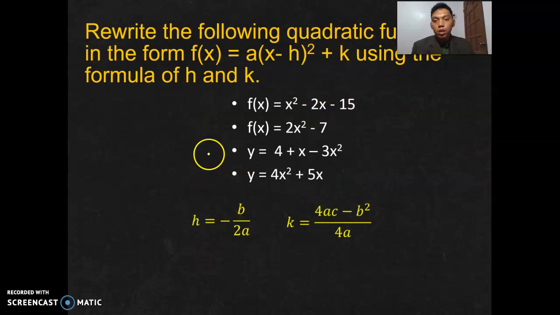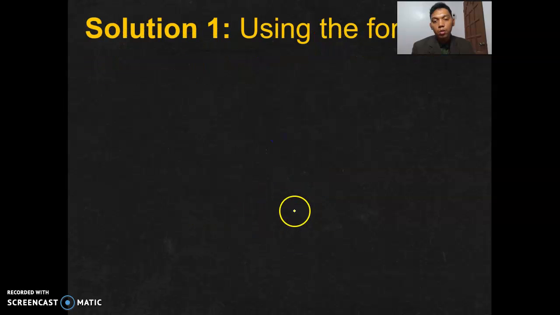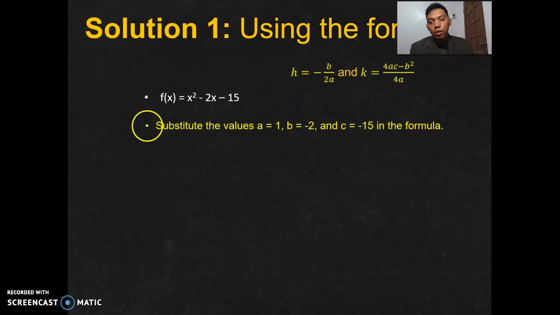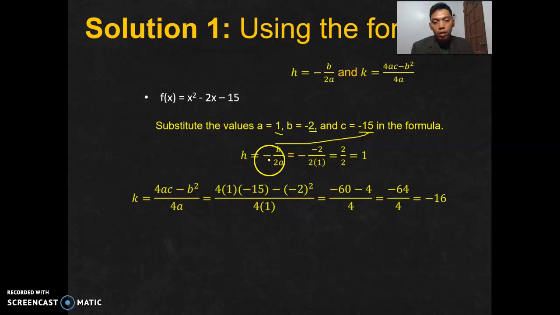So now let's proceed using the formula. The same functions will be used in this example. For number 1, x squared minus 2x minus 15. Substitute the values of a, b, and c. The value of a is 1, b is -2, c is -15. The formula for h is -b/2a, which is negative b, where b here is -2, over 2 times a, which is 1.